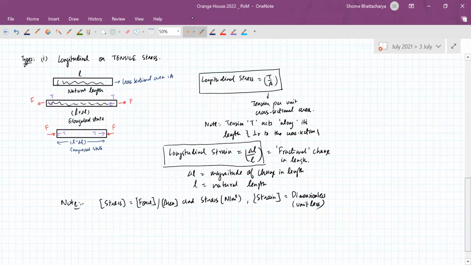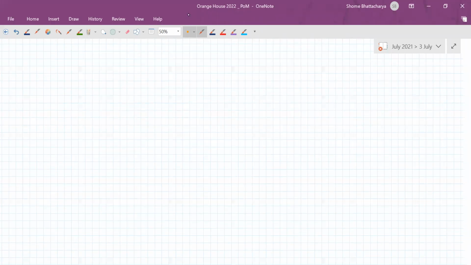Now let's move on to the next type of stress and strain. Yeah, Varun, to answer your question, the rod may or may not be massless. In both situations, the definition of stress is regardless of that.